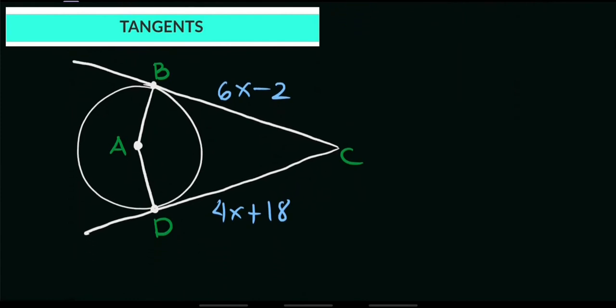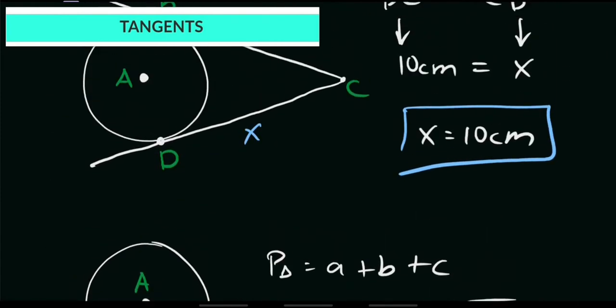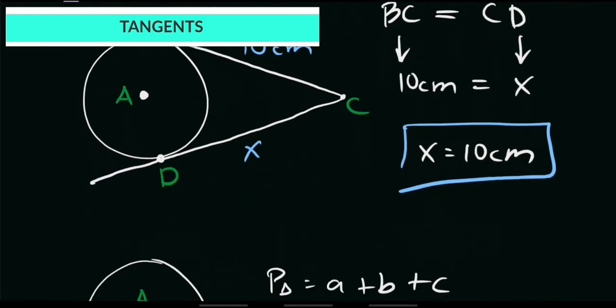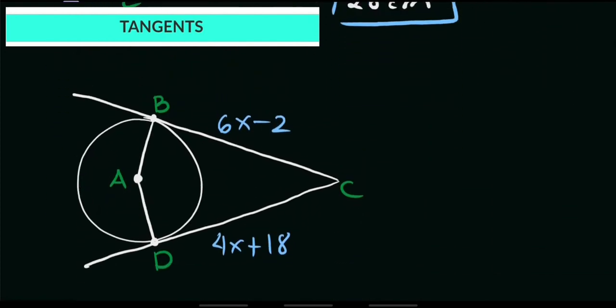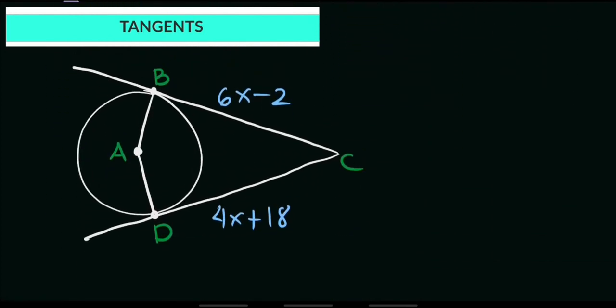Next, for question number 3. For question number 3, we are asked to solve for the value of x. By applying the rule again, since we have this tangent line, line segment BC is congruent to line segment CD.